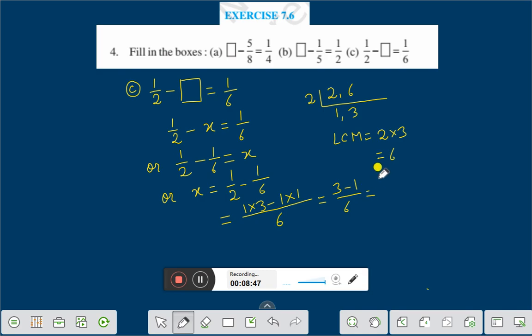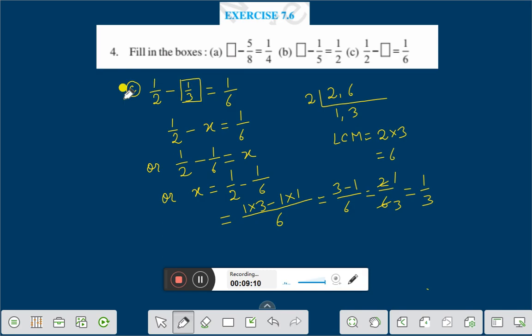3 minus 1, that is 2 by 6. If we change into lowest terms, 2 1 is 2, 2 3 is 6, that is equal to 1 by 3. Therefore, the answer for this is 1 by 3. This is the solution of question number C.